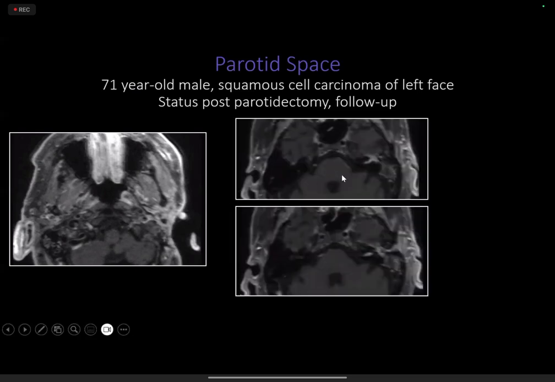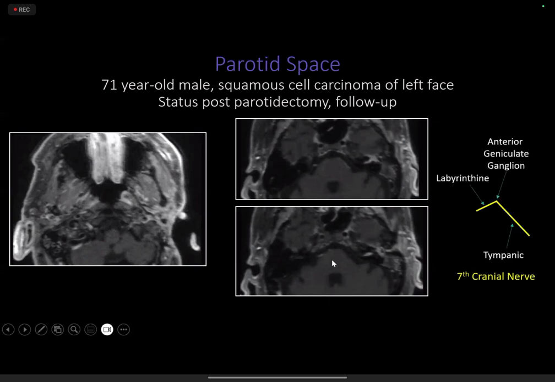So we go ahead and do that, and then unfortunately we see abnormal enhancement of that facial nerve right over here. Note that the normal right-hand side doesn't enhance. We follow it back intracranially. You can also see abnormal enhancement of the facial nerve within the internal auditory canal. Here's the normal right-hand side.